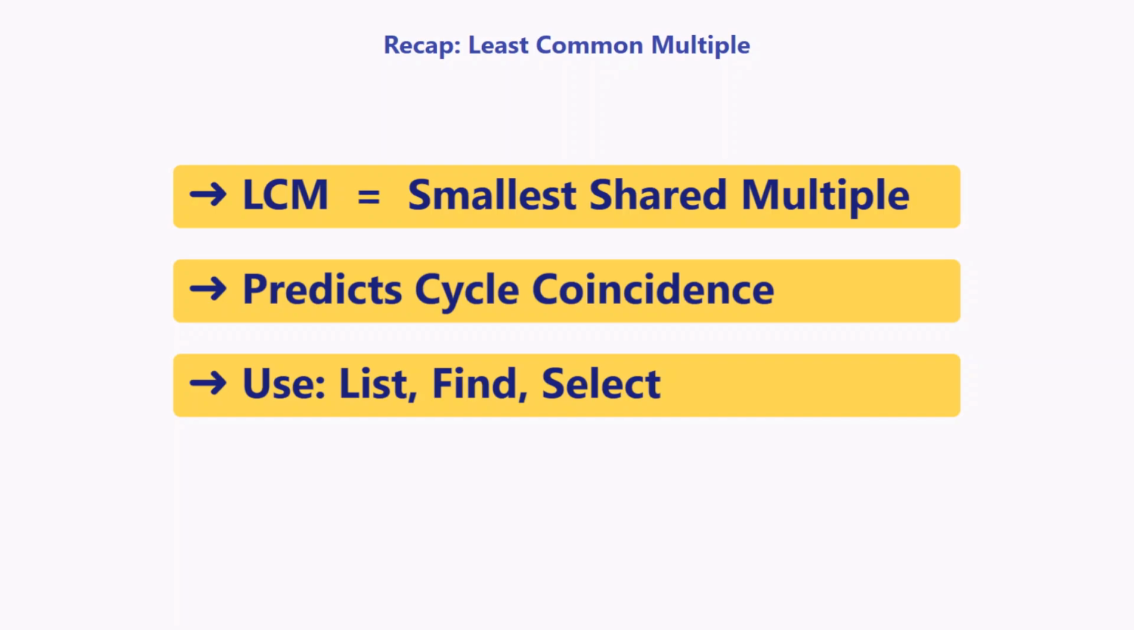You've mastered the least common multiple. You can now figure out the next point of commonality for any 2 repeating cycles.